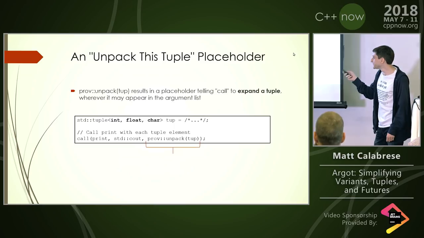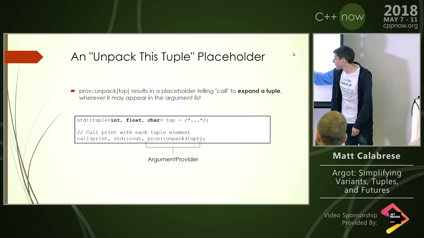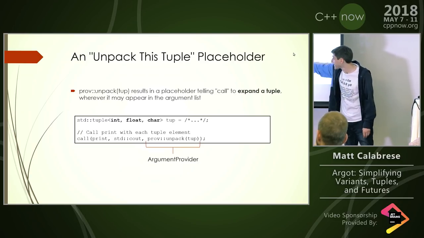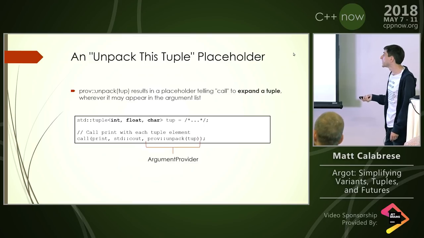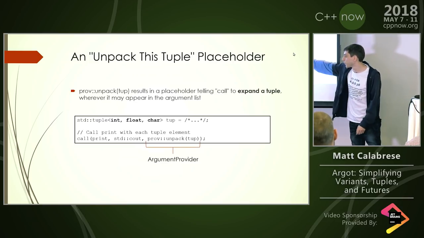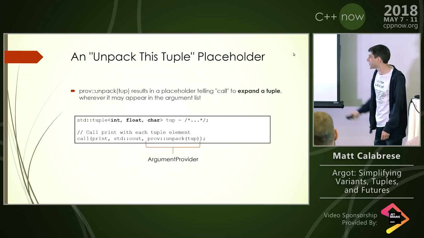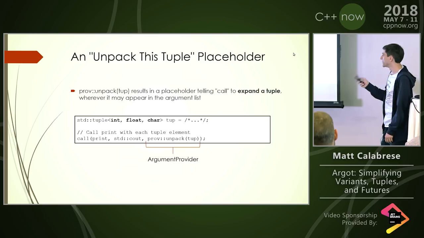Okay. And so just for some terminology, I call this an argument provider. So the return type of prov unpack is one of these placeholders, and I refer to it as an argument provider. This is a concept that's fully fleshed out in the library. If you were here last year, I went into much more detail about exactly the requirements, like all of the associated functions and associated types of the argument provider concept. But I'm going to skip over that for now. If you're interested, you should watch last year's talk. It goes into much more detail.